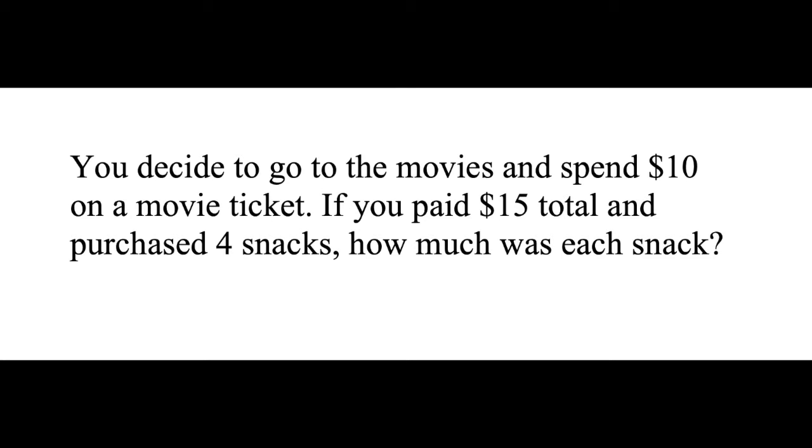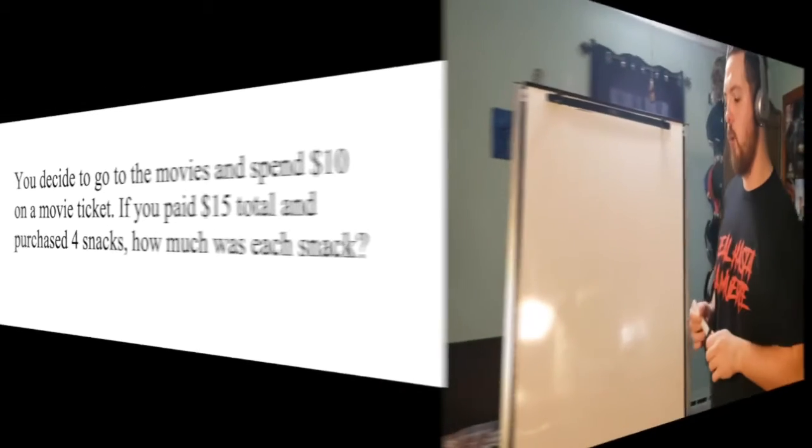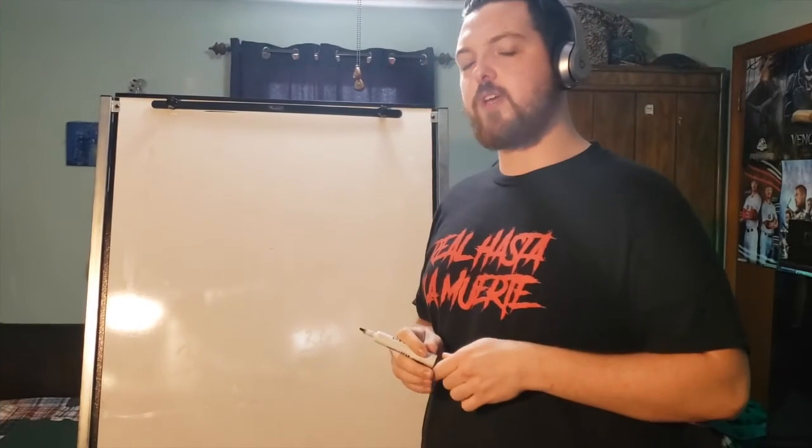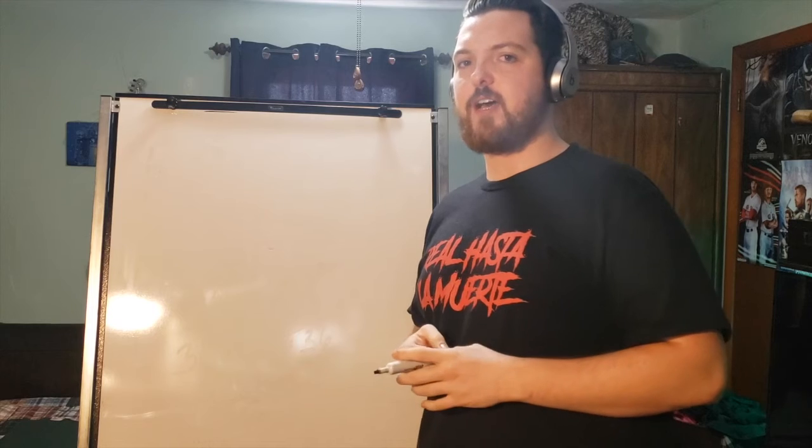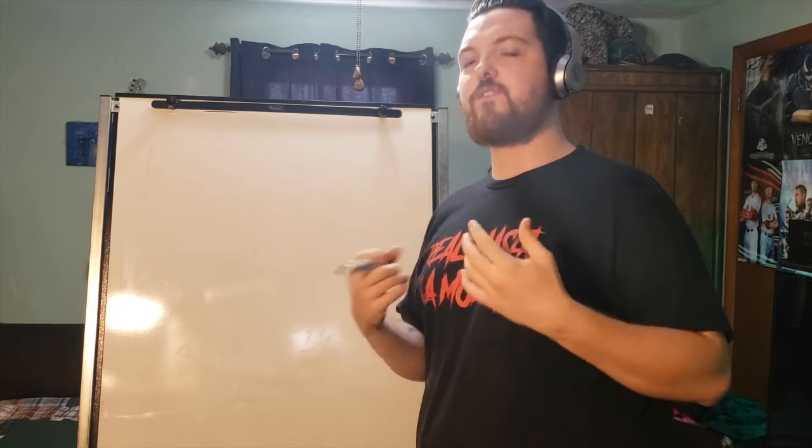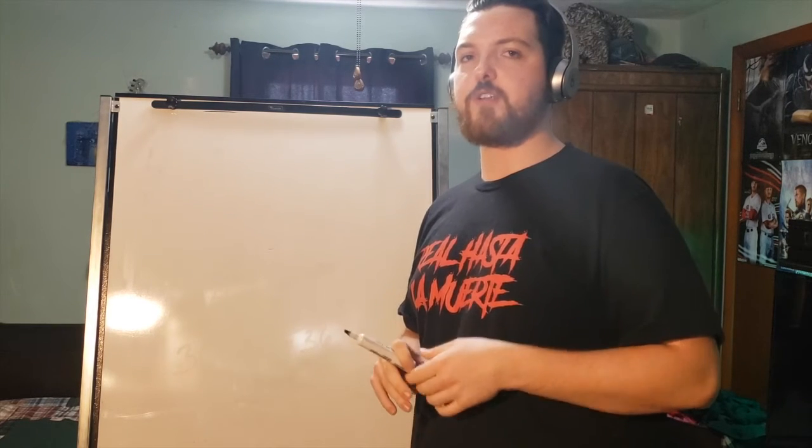So we need to think about this problem and think about what is the important information. The first thing that we know is that we spend $10 on a movie ticket. Next thing was that we spent a total of $15. And if we only purchased 4 snacks, how much was each snack? So if we're going to write a problem like this, we're going to write down our important information: we spent $10 on a movie ticket, we spent a total of $15, and then we purchased 4 snacks.